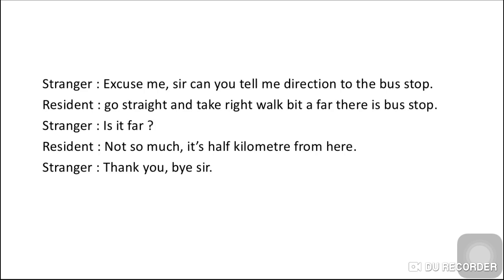The stranger wants to know the approximate distance from there to the bus stop. That's why he again asks the question: "Is it far?" See the punctuation marks, question mark, full stop. These punctuation marks should be in your dialogue writing. Stranger asks, "Is it far?" Resident: "Not so much," comma, a punctuation mark. "It's half a kilometer from here." See the use of contraction words. I used "it's" for "it is": "It's half a kilometer from here."